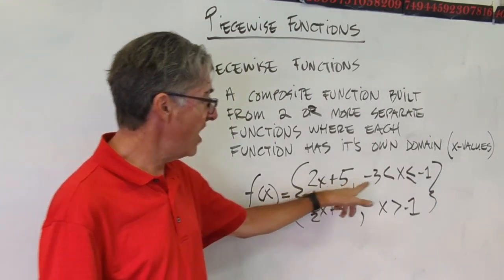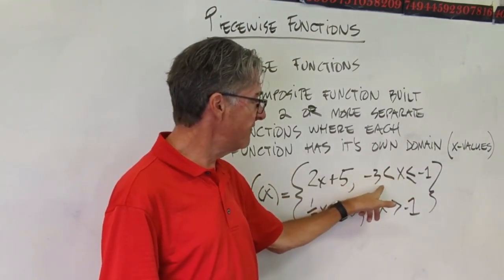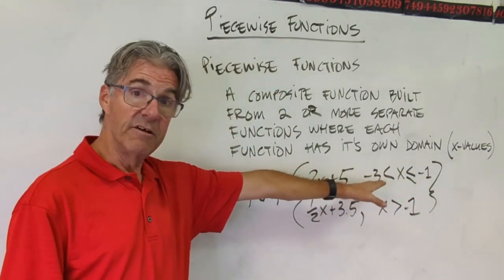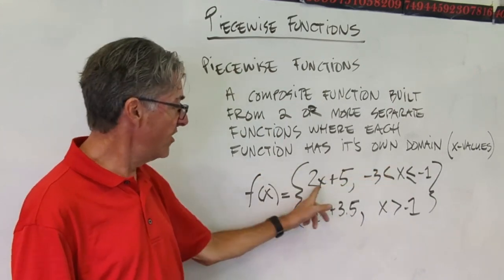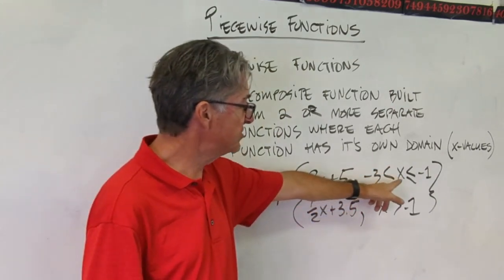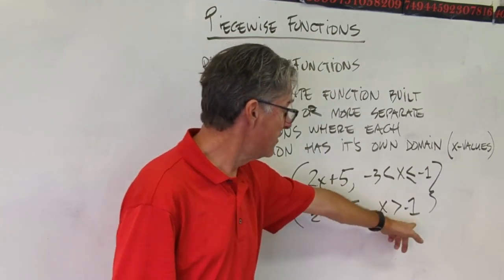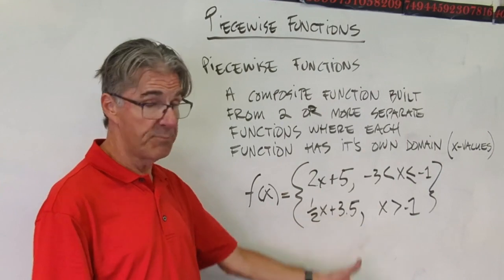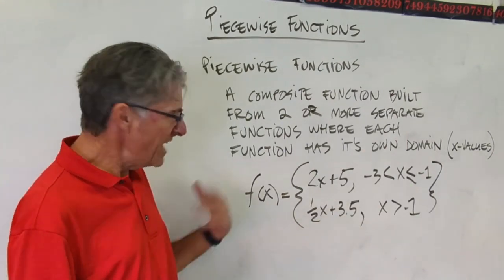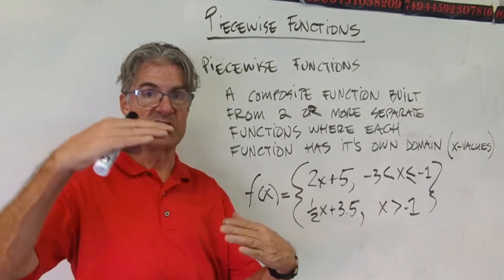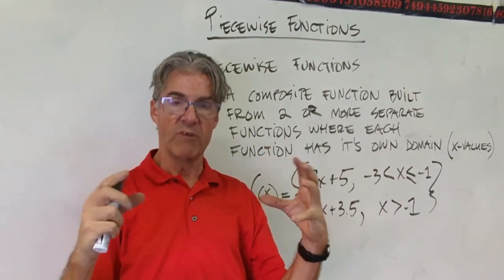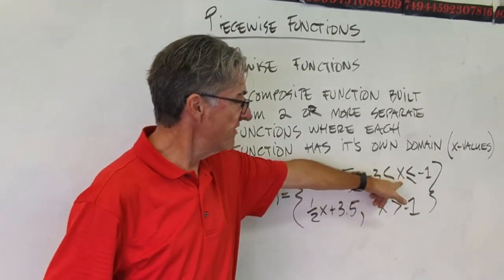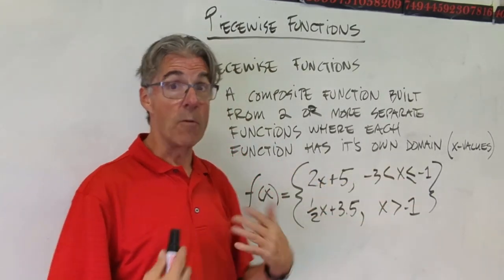So it's 2x plus 5 for x being greater than -3 but less than or equal to -1. So for that domain, for that range of values for x, the function is 2x plus 5. But as soon as the function gets bigger than -1, now it's a new function. It's 1/2 x plus 3.5. So that's the idea of a piecewise function. It's 2 functions that are pieced together rather than combined into one. They're actually spelled out, again, for different ranges of x, different domains.